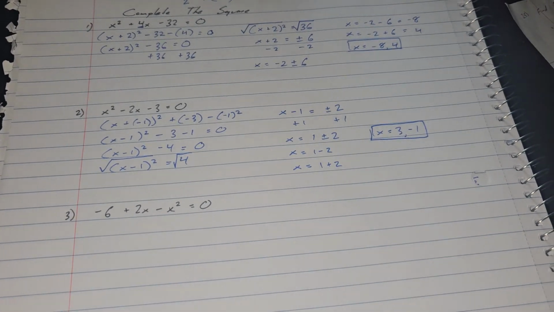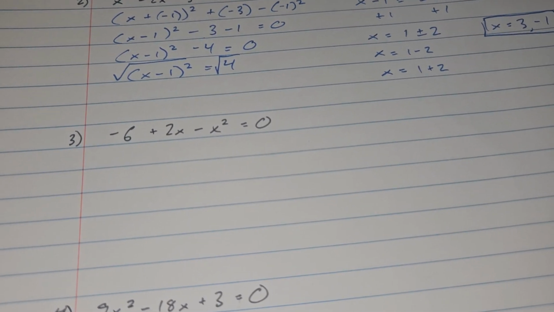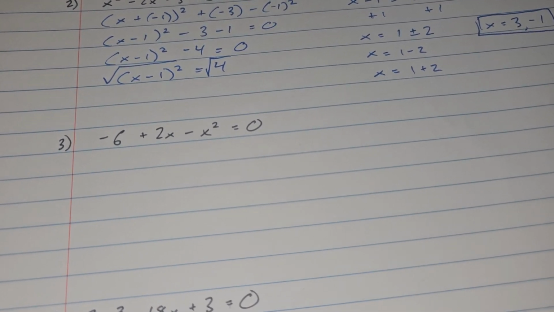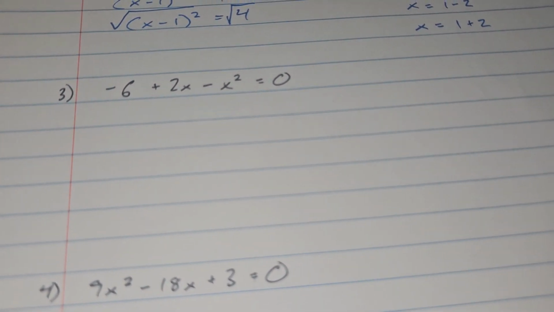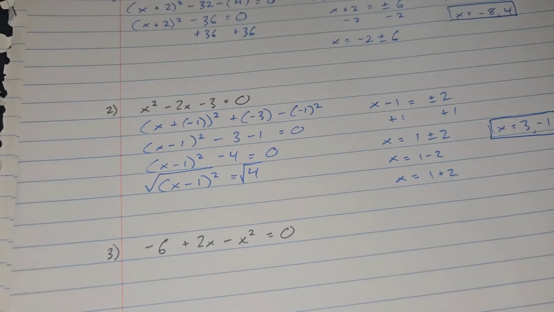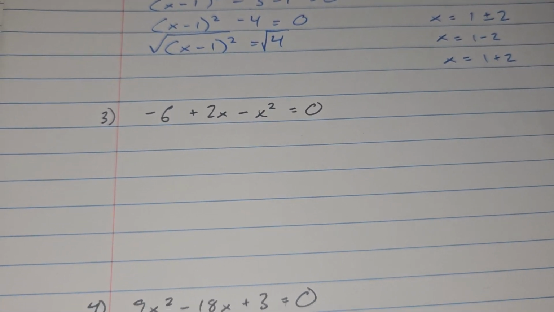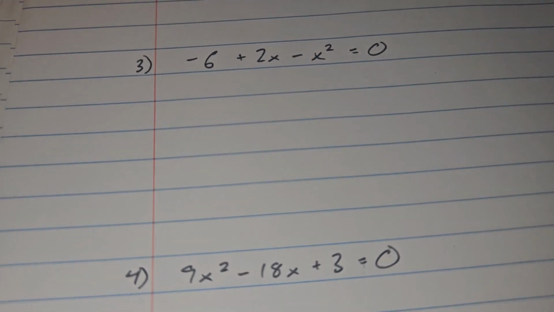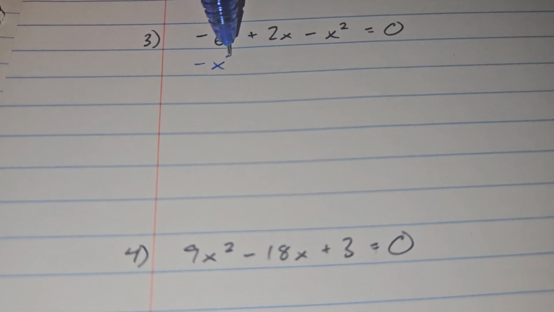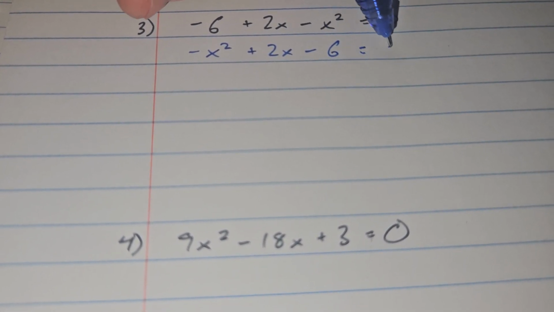Okay, so let's go ahead and do number 3. Number 3 says negative 6 plus 2x minus x squared is equal to 0. So again, this function is not in the standard polynomial form that we want to use the formula in. So what we should do is rearrange the terms so it can look like this form. So the negative x squared needs to be in the front. So it's negative x squared plus 2x minus 6 is equal to 0.